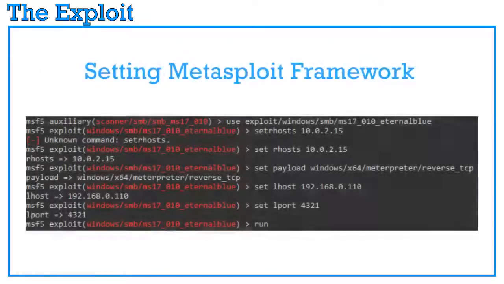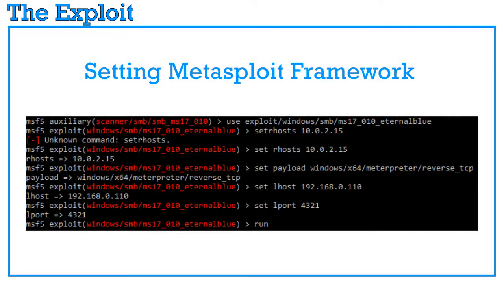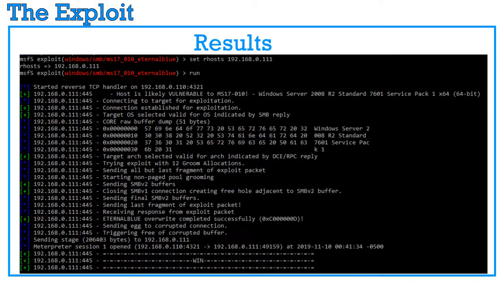Using the Metasploit framework, we will set the required information that the host needs to run. We set the receiving host, the payload, and the listening host, as well as ports. After running EternalBlue in the Metasploit framework, we can see the following results in the screenshot. In the first few lines, we can see that we are trying to connect to the target for exploitation, followed by the connection being established.